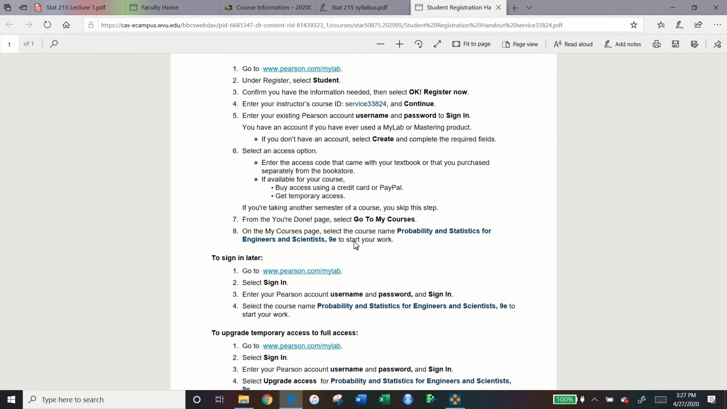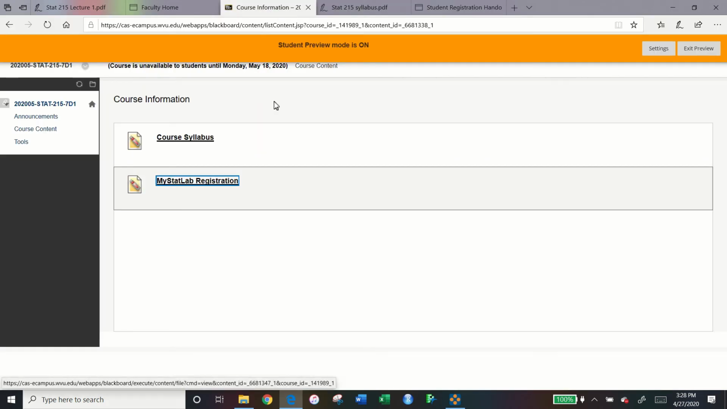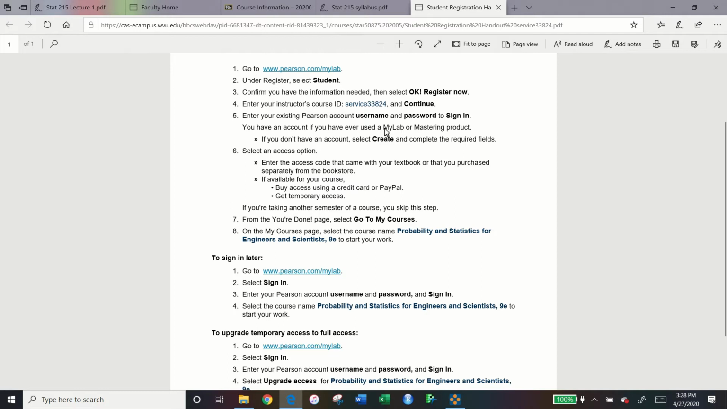pearson.com/mylab. Under Register, select Student. Confirm you have the information needed. Select OK, register now. Input your course ID. Again, make sure you use the course ID on your course information, My Lab registration. It may not be this exact number. Enter your existing Pearson account username and password. If you need to create an account, please do so.